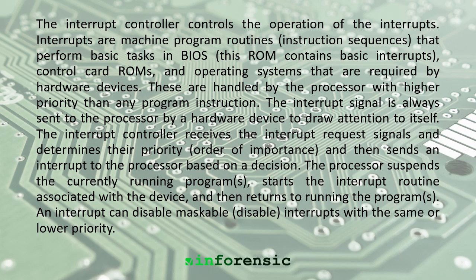The interrupt controller receives the interrupt request signals and determines their priority, order of importance, and then sends an interrupt to the processor based on a decision. The processor suspends the currently running programs, starts the interrupt routine associated with the device, and then returns to running the programs. An interrupt can disable interrupts with the same or lower priority.